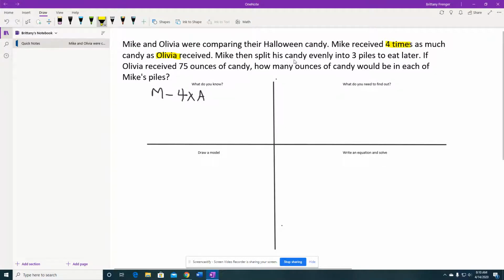Mike then split his candy evenly into 3 piles. All right, the word split makes me think of division. When I'm dividing up something, I'm splitting up things into piles or into groups. And Mike split this up into 3 piles to eat later. All right, so on my chart, I'm going to think to myself, okay, division, and I'm going to write Mike, M, divide into 3 piles.